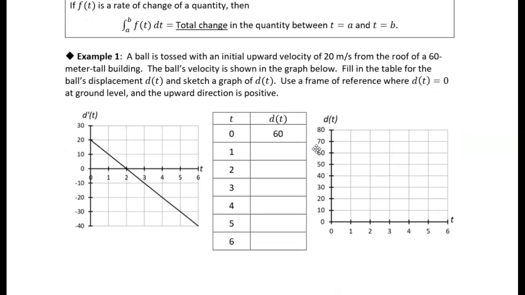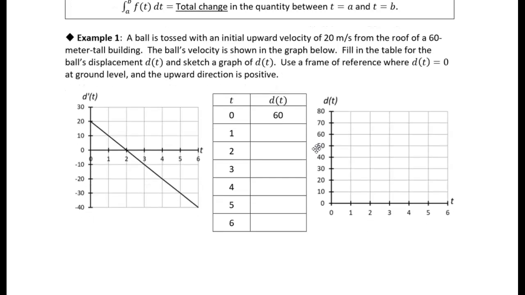So let's take a look at example 1. All right, it's a physics problem. So you know it's got to be good. I love physics problems. So here we have a ball that's tossed with an initial upward velocity of 20 meters per second from the roof of a 60-meter tall building. The ball's velocity is shown on the graph.